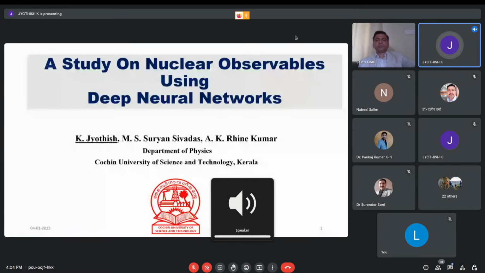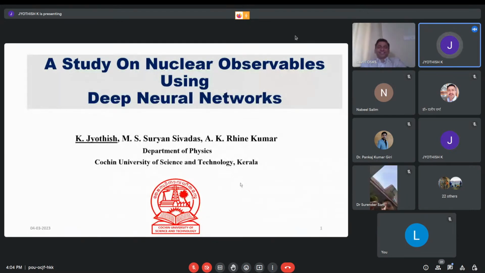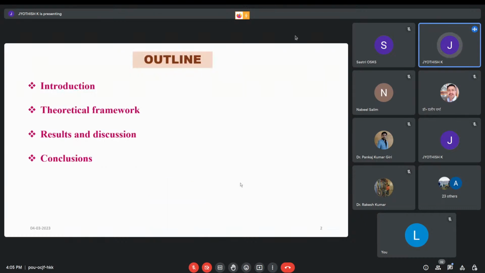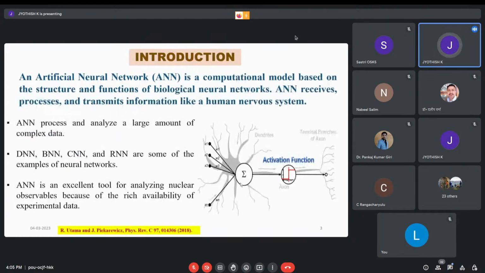If we have a bunch of available data, then we can efficiently use the artificial neural network method for analyzing it. In nuclear physics, because of the rich availability of experimental nuclear observables like binding energy, beta decay energy, alpha decay, etc., nuclear physics is an excellent candidate for the ANN method. This is the brief outline of my presentation. Let us go through the definition of artificial neural network.